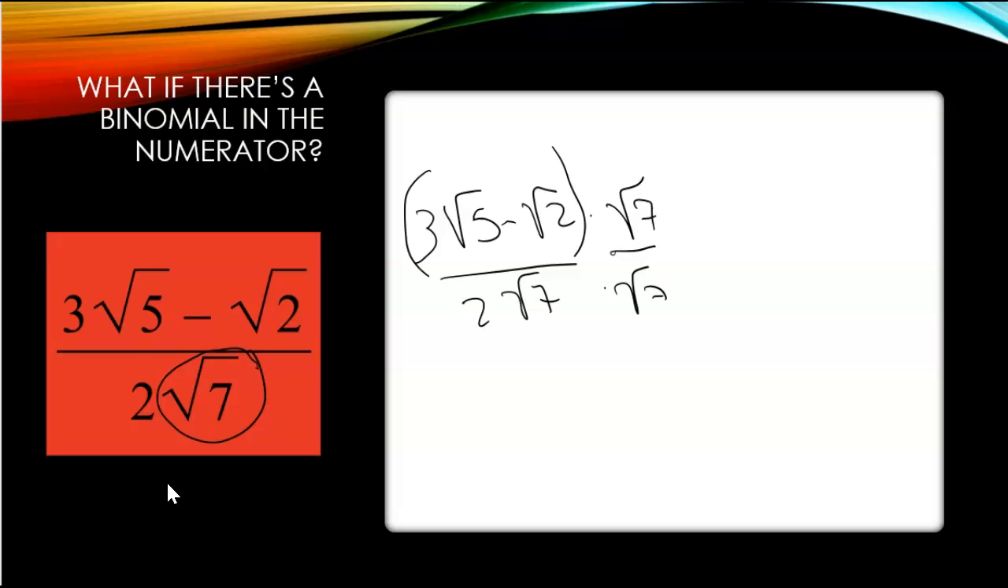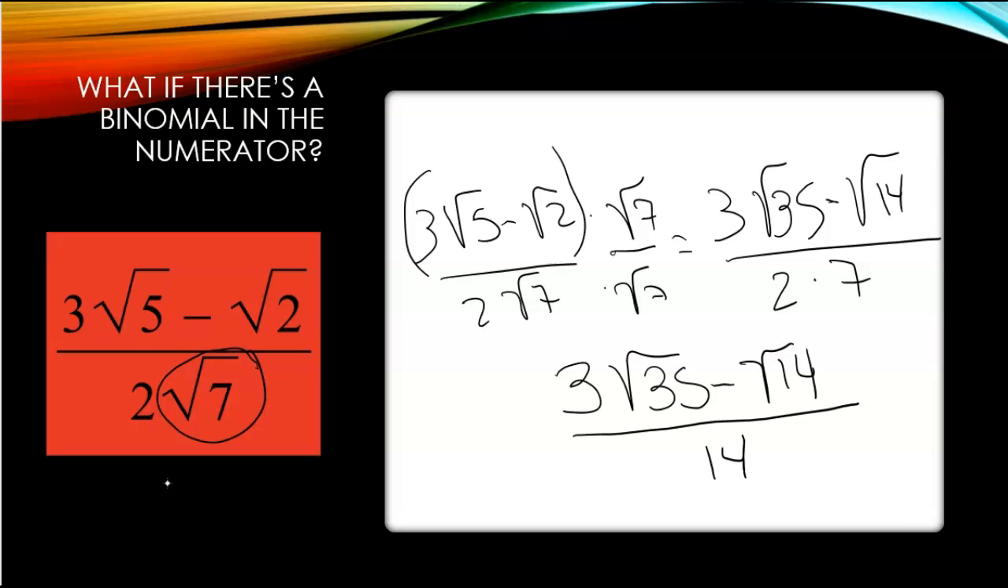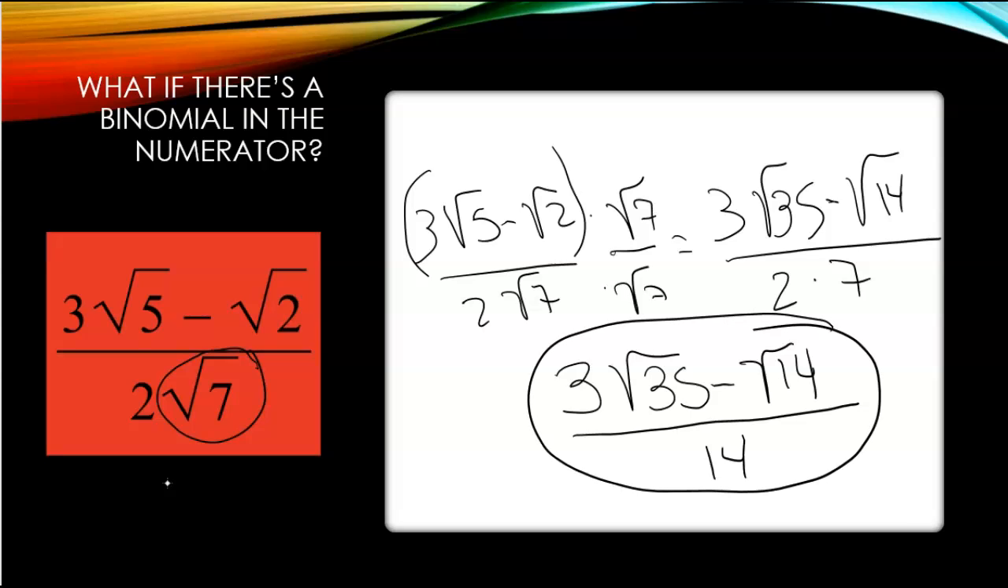So if I put this into parentheses and I multiply both of these by radical 7, I'm going to get 3 radical 35 minus radical 14 over, let's see, 2 radical 7 times radical 7 is 7, right? So in total we got 3 radical 35 minus radical 14 over 2 times 7 is 14. Does that make sense?